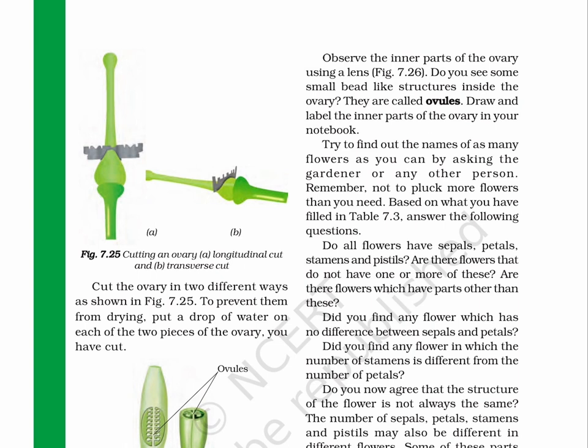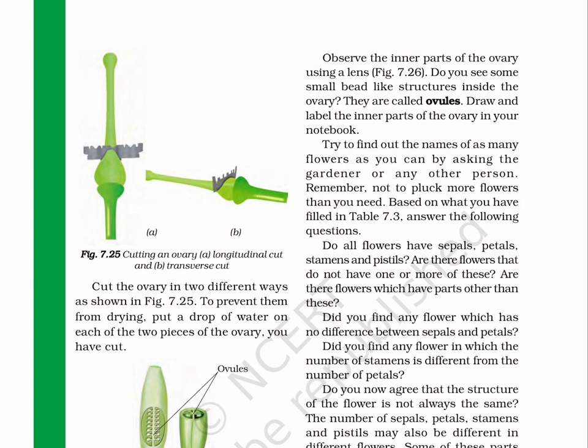Did you find any flower which has no difference between sepals and petals? Did you find any flower in which the number of stamens is different from the number of petals? Do you now agree that the structure of the flower is not always the same? The number of sepals, petals, stamens and pistils may also be different in different flowers. Some of these parts may even be absent at times.